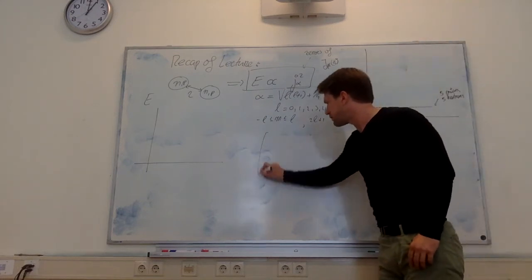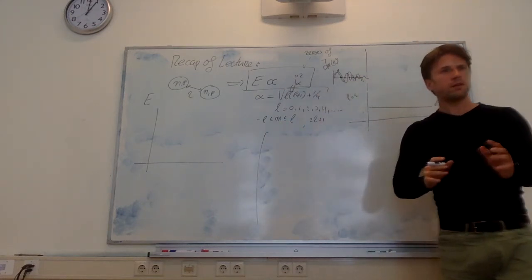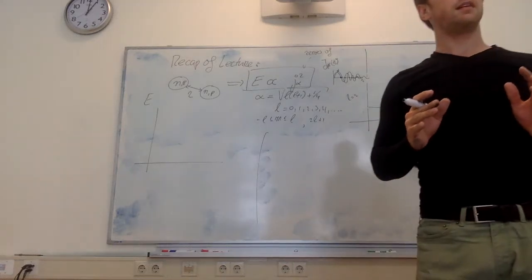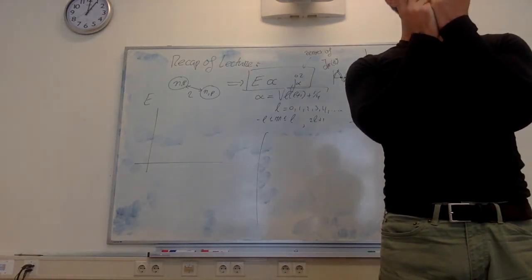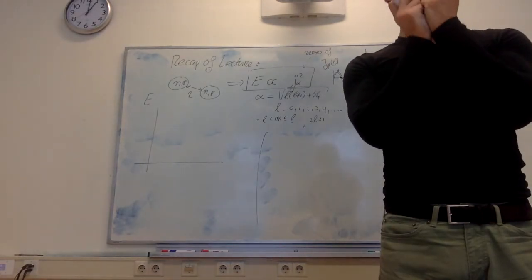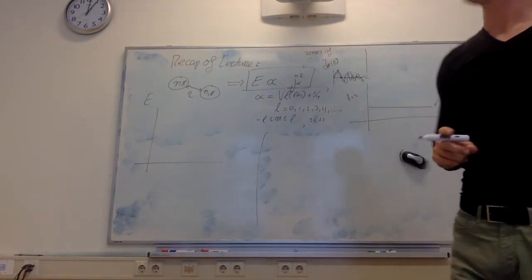I'm going to make a table. Does anyone have a phone or laptop, and can find some website or a table or anything where we can find the zeros of a Bessel function? Because that's what we're going to need.